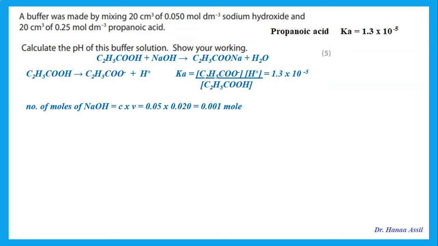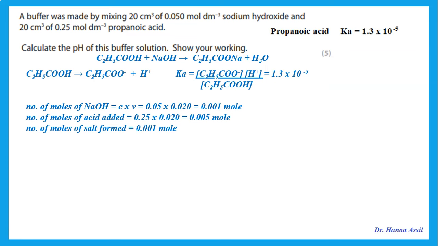Now, calculate the number of moles that we added, concentration times volume. The number of moles of acid that we added, concentration times volume. And then I want the number of moles of the salt, that is sodium ethanoate, which is the A-, that would be the same as the number of moles of the sodium hydroxide. Then the concentration of each of these would be the number of moles over the total volume.